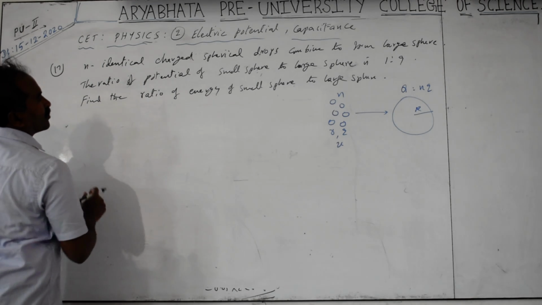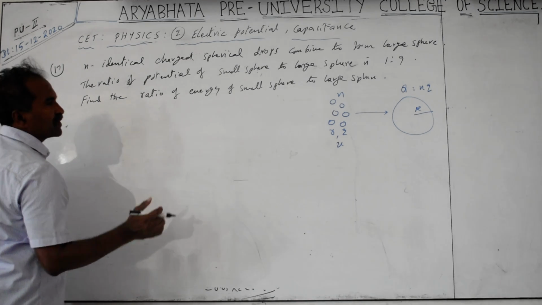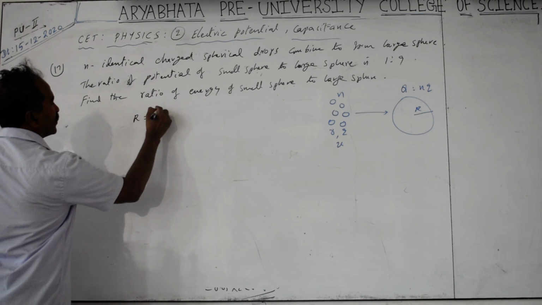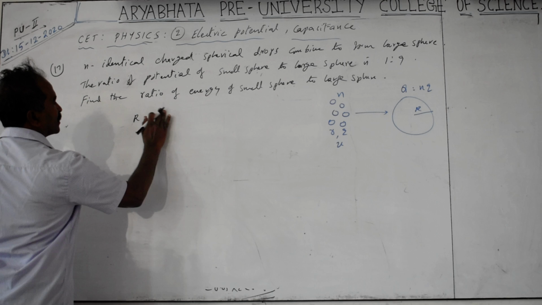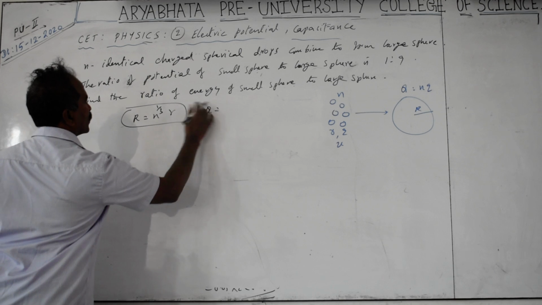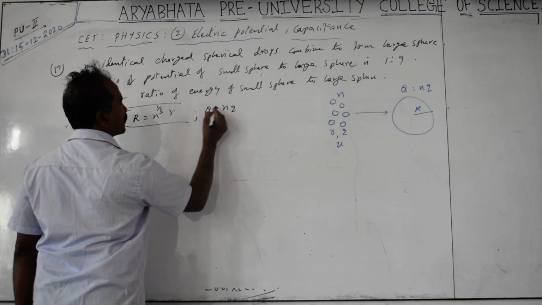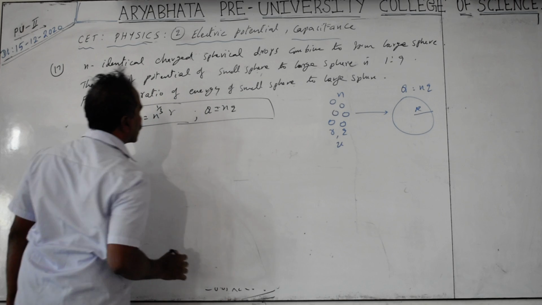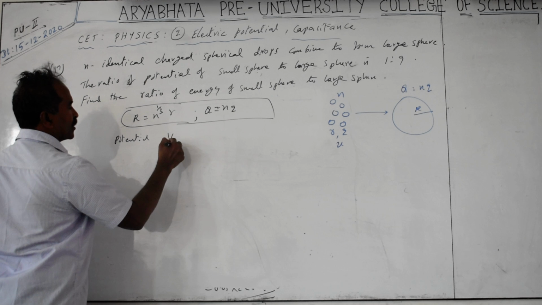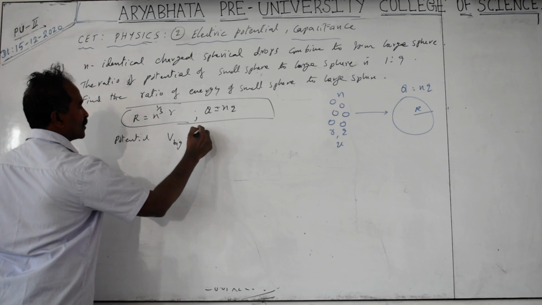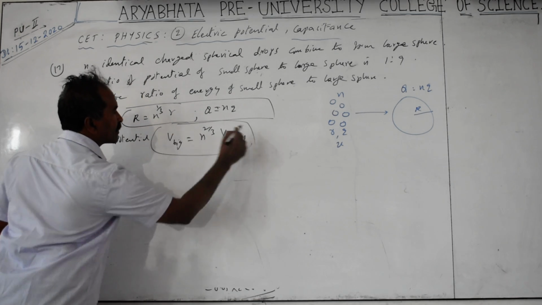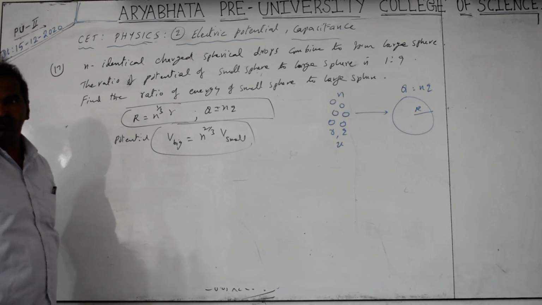You get the potential of each small sphere in relation to the big sphere. Radius R equals n to the power of 1/3 into small r. Another relation is Q equal to n q. Using this we get the potentials on the surface. V big is equal to n to the power of 2/3 into V small. You need to remember this; we already discussed it in earlier problems.